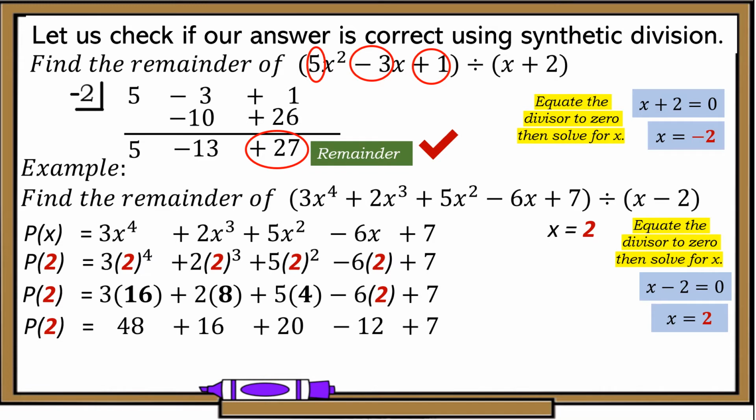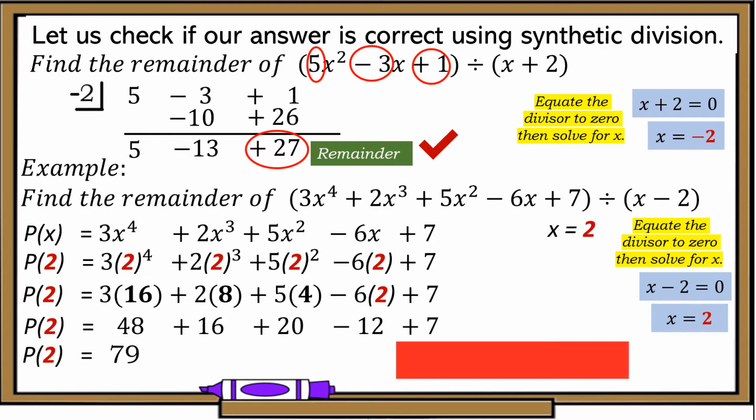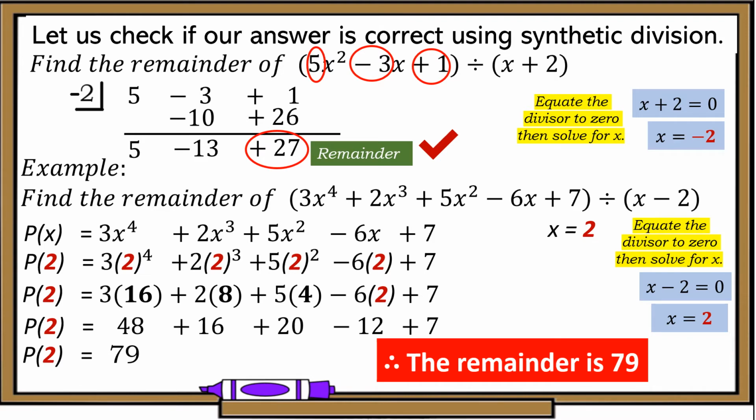We can now multiply. 3 times 16 is 48, plus 2 times 8, 16, plus 5 times 4 is 20, minus 6 times 2 is 12, plus 7. 48 plus 16 plus 20 minus 12 plus 7 is equal to 79. So therefore, the remainder is 79.